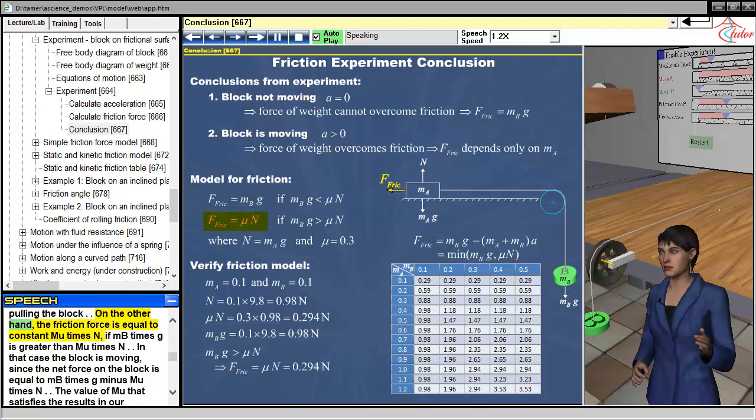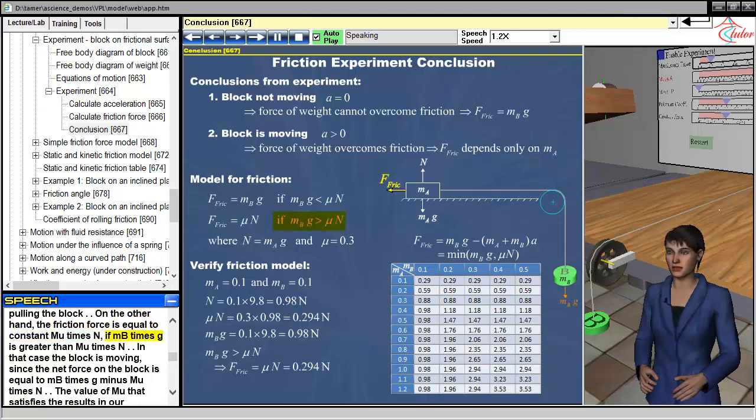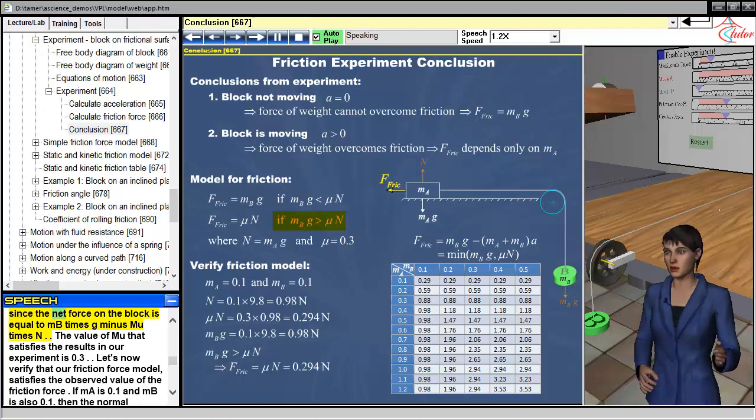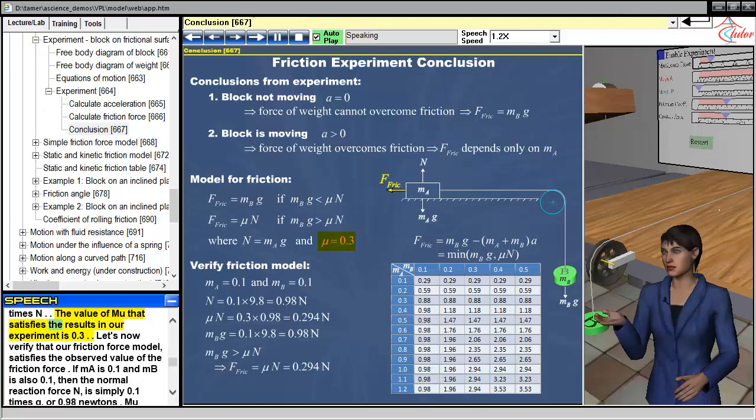On the other hand, the friction force is equal to constant mu times N if mb times g is greater than mu times N. In that case the block is moving, since the net force on the block is equal to mb times g minus mu times N. The value of mu that satisfies the results in our experiment is 0.3.